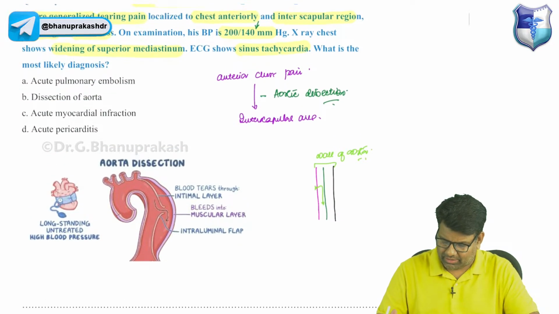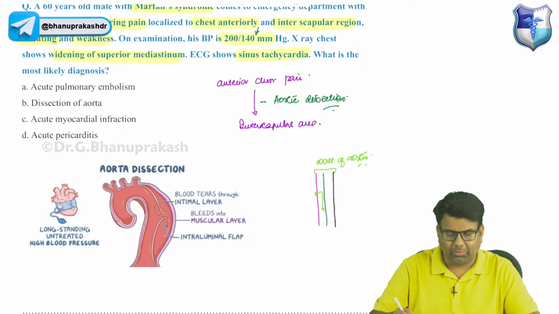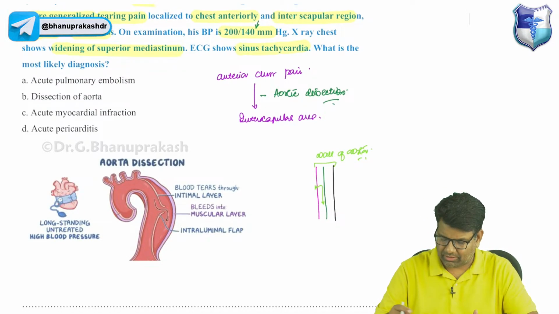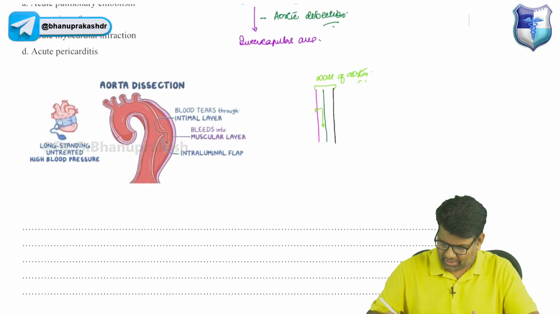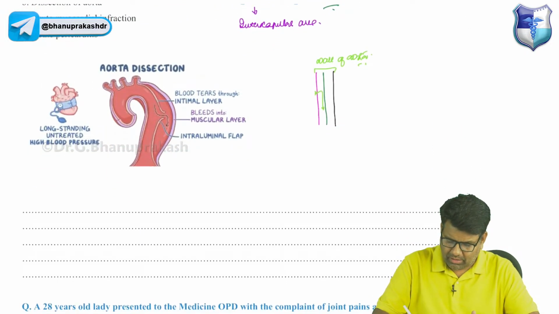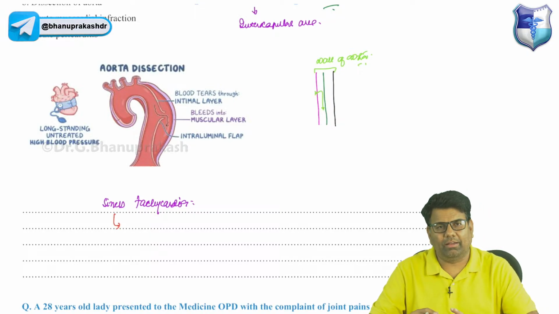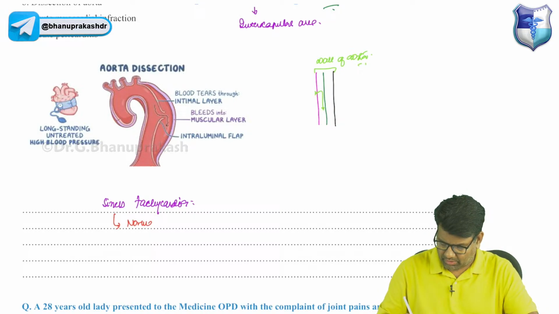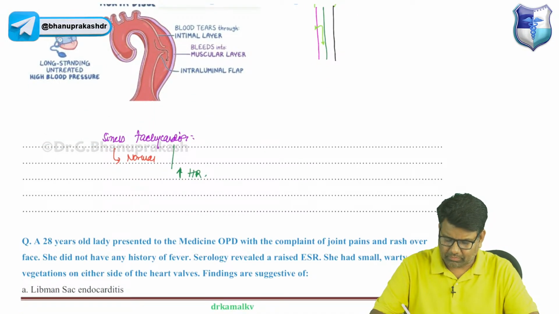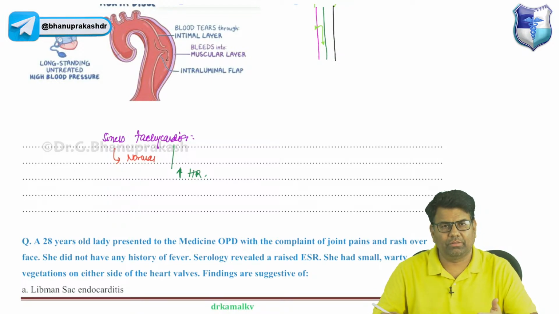So that is aortic dissection, and that can be seen as widening of the superior mediastinum on X-ray, and there is sinus tachycardia. Now, when we use the word sinus tachycardia, the word sinus shows that every wave pattern, everything, is normal. It is just that the heart rate has increased.